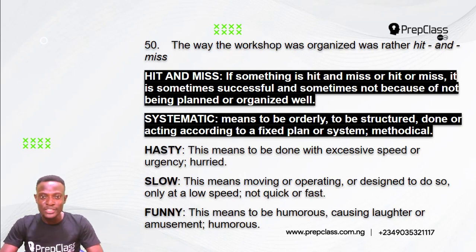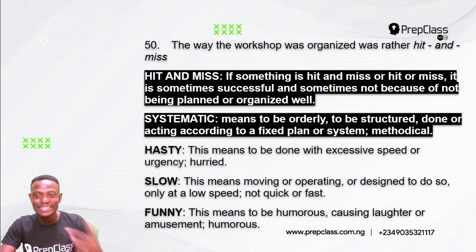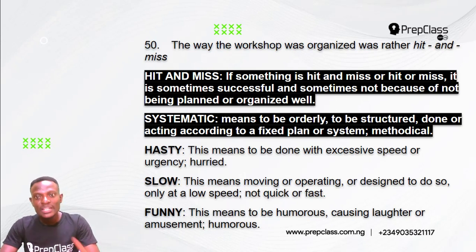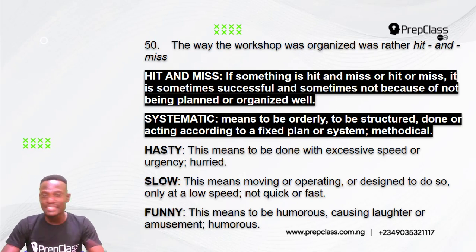The opposite in meaning to hit and miss is not hasty. Hasty means to be done with excessive speed or urgency, to be done hurriedly. It is not slow. Slow means moving or operating or designed to do so only at a low speed, not quick or fast. It is not funny. Funny means to be humorous, causing laughter or amusement. The opposite in meaning to hit and miss is systematic.